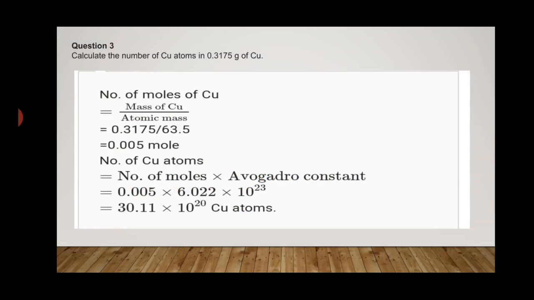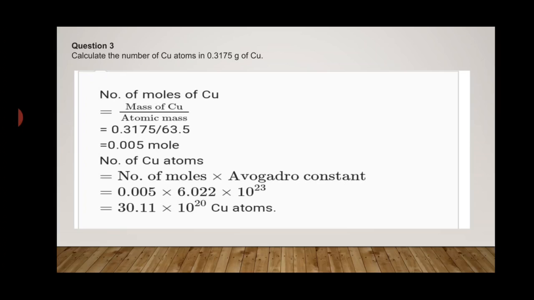Third question, calculate the number of copper atoms present in 0.3175 gram of copper. So what exactly will we do? We will first find out the number of moles present in 0.3175 gram of copper. Applying the formula, mole is equal to given mass upon gram atomic mass or gram molecular mass. So the value will come 0.005 mole.